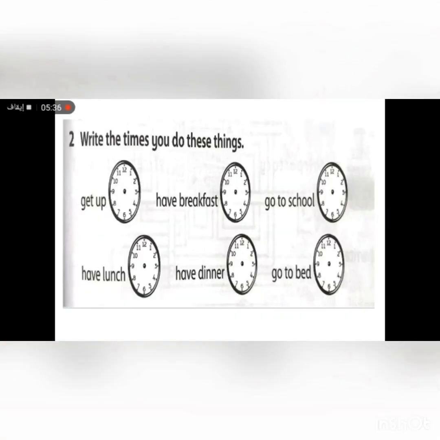Number 2. Write the times you do these things. بهذا التمرين رح نحدد إحنا الوقت. For example, I get up at 6 o'clock. أنا بستيقظ الساعة 6. بكمل بنفس هذه الطريقة حسب أنت متى بتستيقظ. Have breakfast, go to school, have dinner, go to bed, as you like.